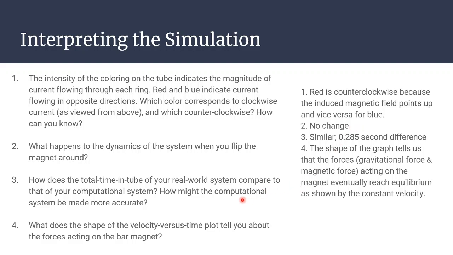Overall, I saw that the times between my experimental and theoretical values were pretty similar, and there was only a 0.285 second difference. The computational system could have been made a little bit more accurate if I used a more accurate mu value. And also I was able to see that the shape of the velocity versus time graph tells us that the gravitational force and magnetic force acting on the magnet eventually reach equilibrium, as shown by the constant velocity.